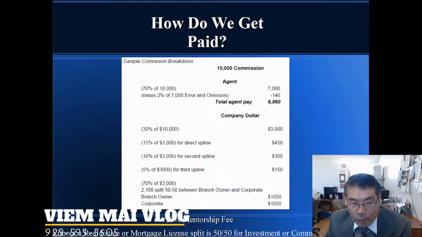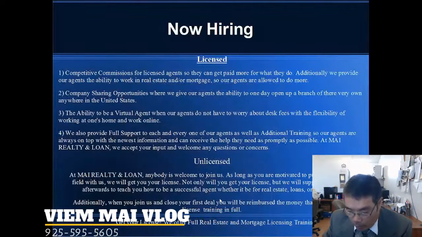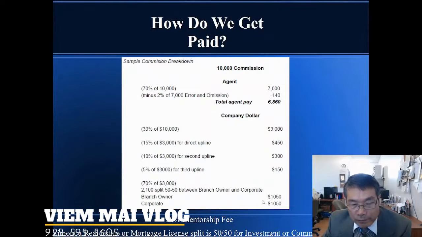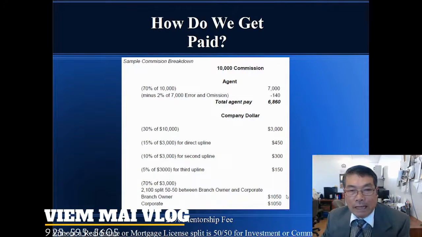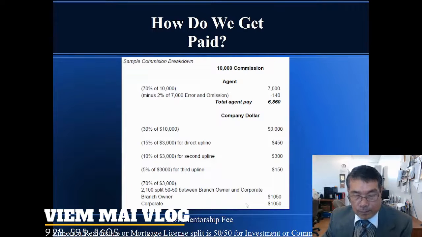If the agent wants to open a branch with us, then the branch owner will split 50 with our corporation, and our corporation gets 50. That means the net for our corporation is $1,050 from the $10,000 commission, if the agent has a branch with us.